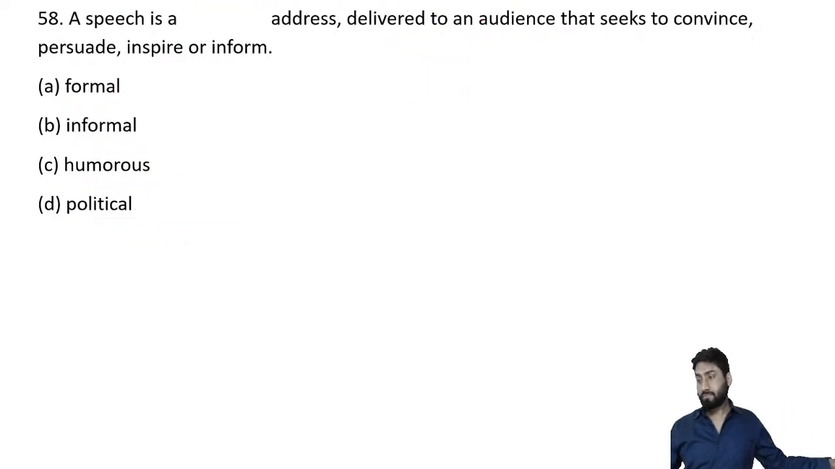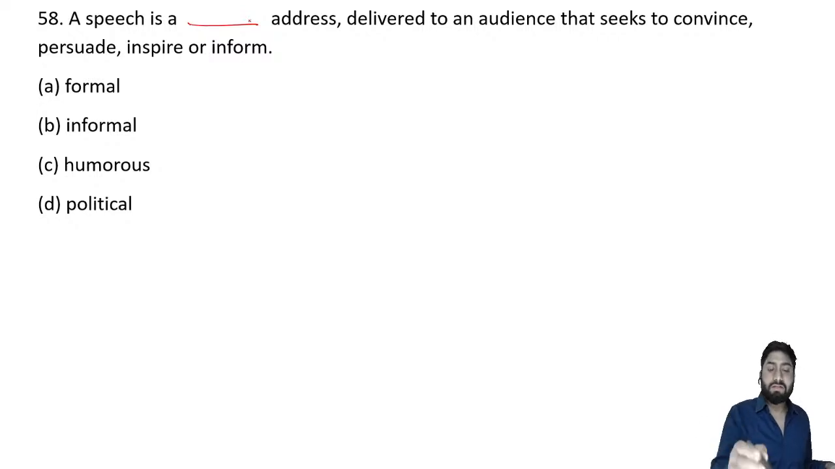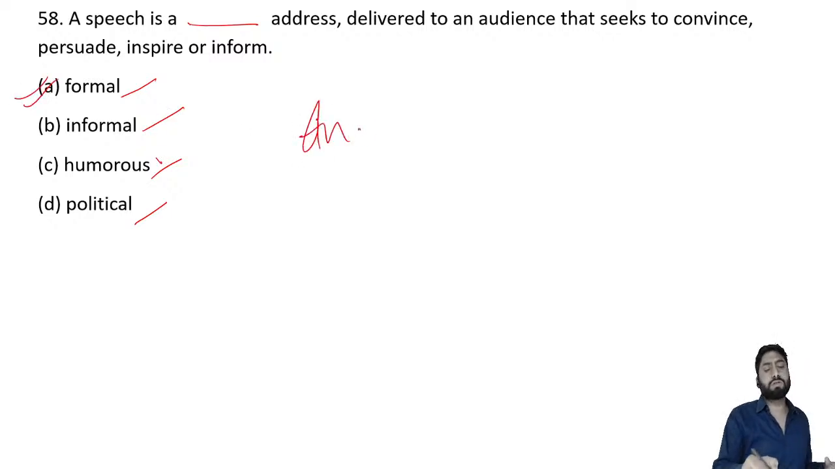Now next, a speech is a, again there's a typing mistake here, so you actually bear with us. So speech is a dot address delivered to an audience that seeks to convince, persuade, inspire, or inform. So what kind of address? Formal address, informal address, humorous address, political address. See, speech is not always political. It's not always humorous. It's a formal address, right? That's most suitable in this context. So A, that's the answer. You go for formal, right?